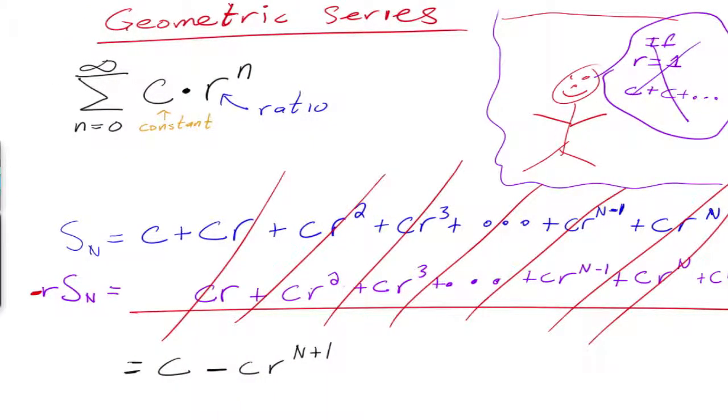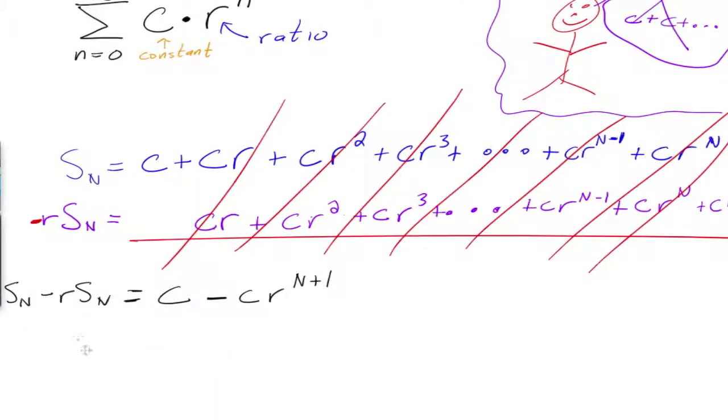Exactly, you're exactly right. So now I don't have Sn and I don't have rSn. I now have Sn minus rSn. So this is something different, right? Yes, exactly. There is more. Because now what I want is a simple expression for Sn. So if I want to get just Sn by itself on the left side, what do I do?